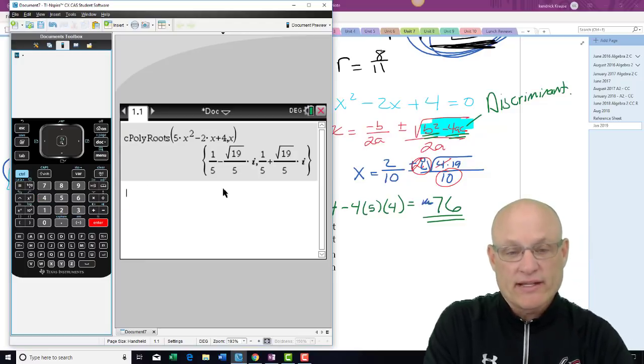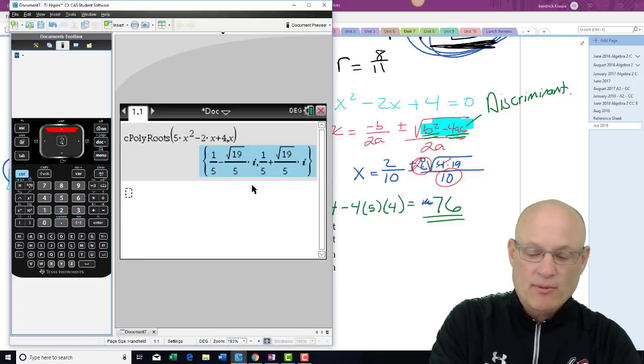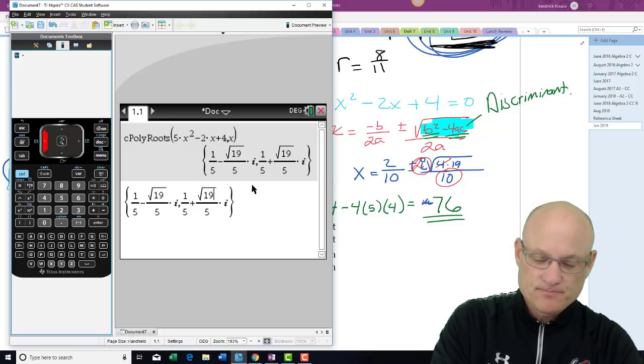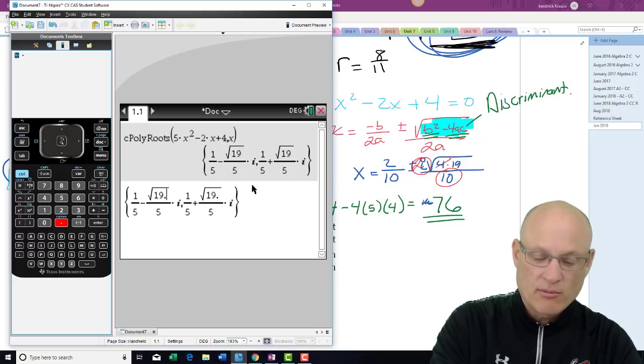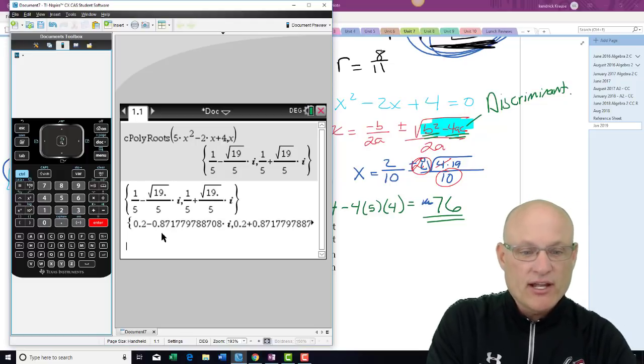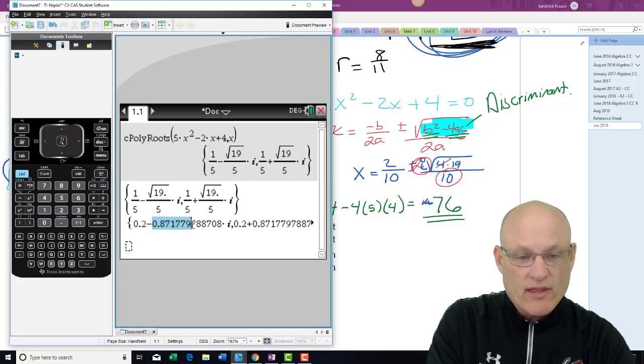Now, mine will give it to you like this. Yours will probably give you the answers more like this. If you do it on your calculator, it will give you answers like this. And you see how that's imaginary? So here's your 0.2, which is 1/5. Then you just got to figure out what that's equal to.